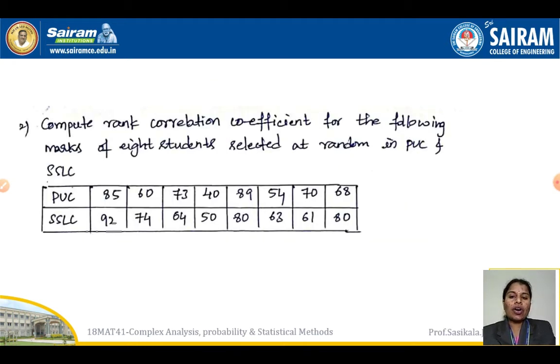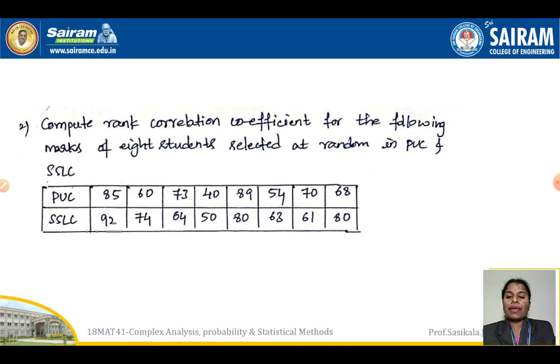Okay. So now the next question. Compute the rank correlation coefficient for the following marks of 8 students selected at random in PUC and SSLC. They have taken SSLC and PUC marks, randomly taken for some students. So we need to find the rank correlation.